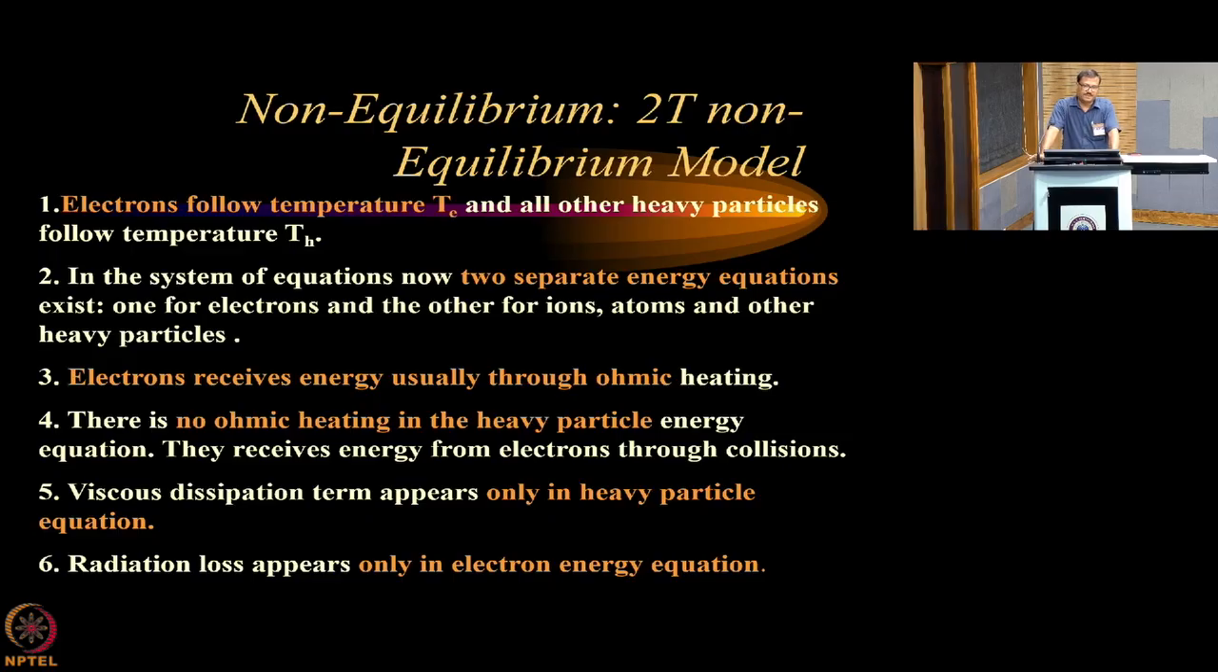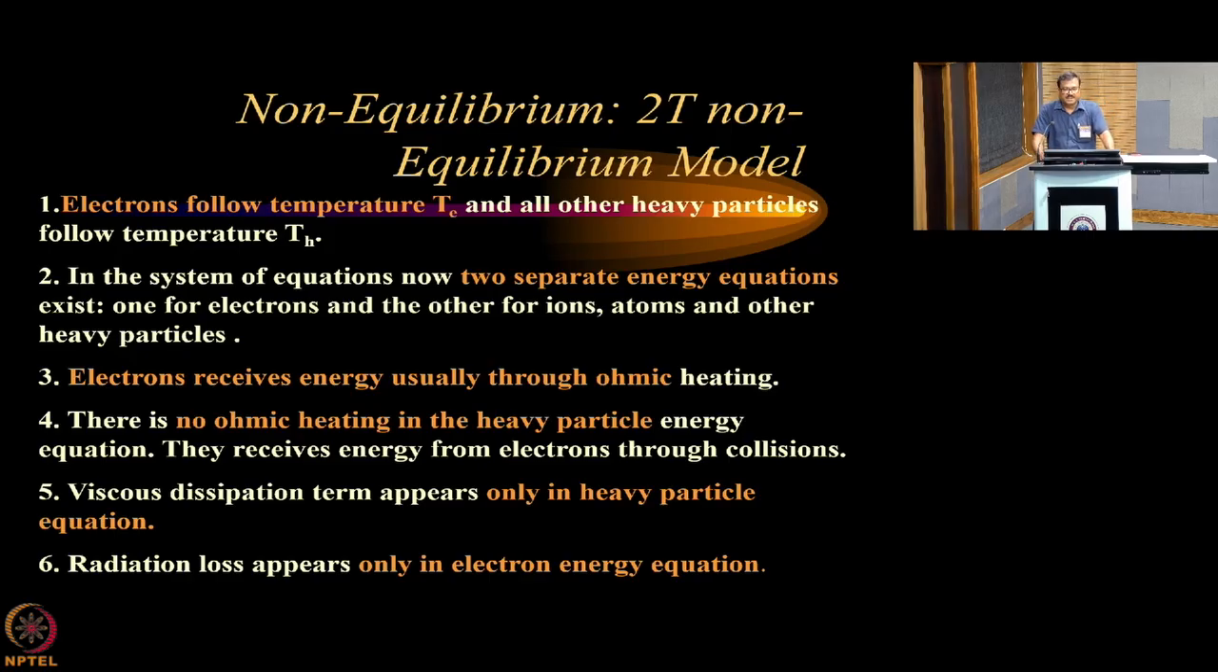But in a practical case, there will be electrons, ions, and neutrals. Even if you consider that processing plasma doesn't involve very high temperature, then you can restrict yourself, to a very good approximation, to the first ionization. There is no problem, but you need to include the neutrals if they are there. Now, under the two fluid model, what are we doing? Electrons follow temperature TE, and all other heavy species, including the ions and the neutrals, follow a temperature TH. So it is a quite simplified model.